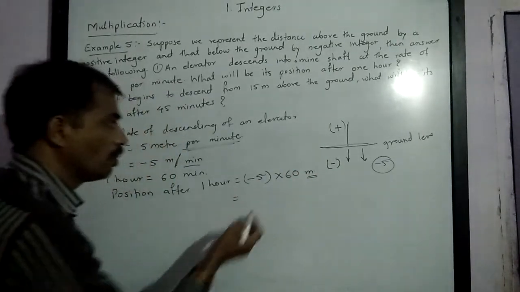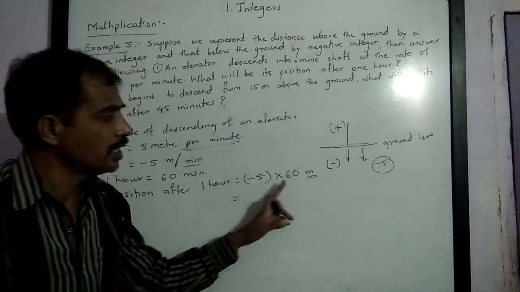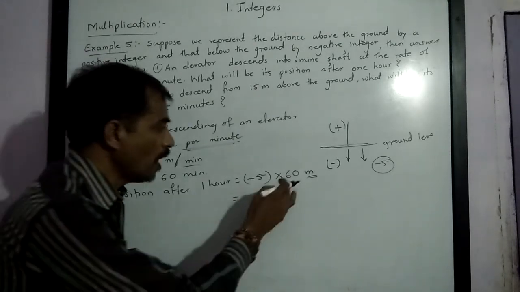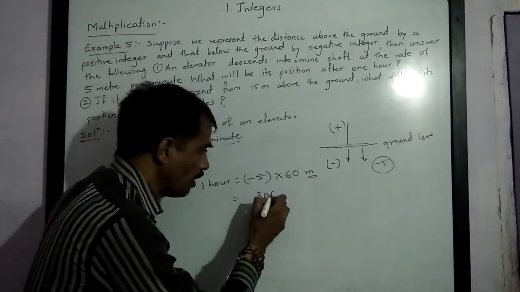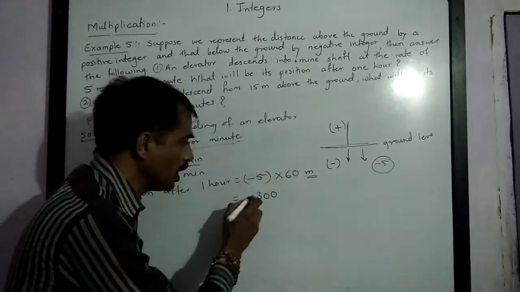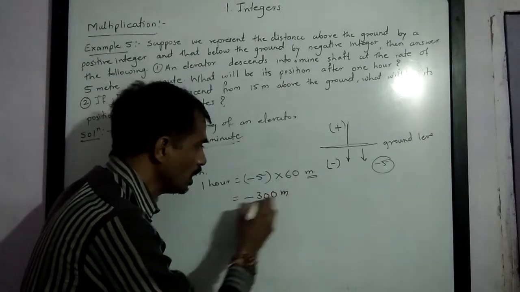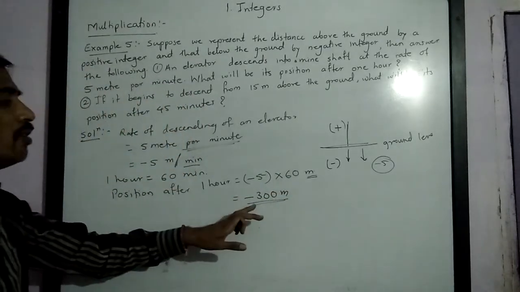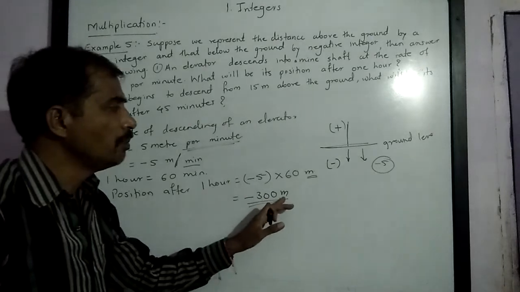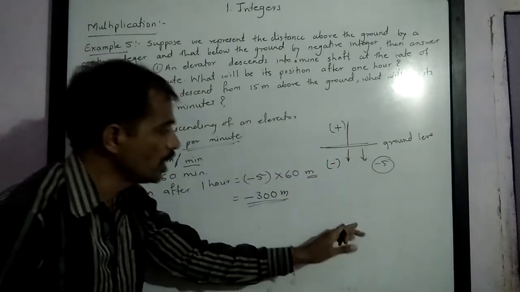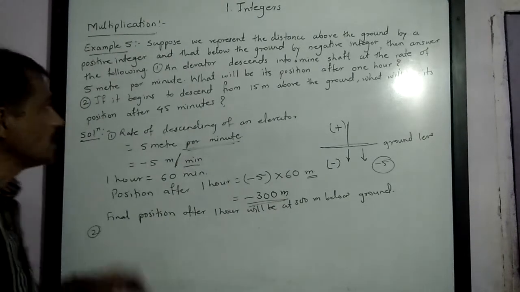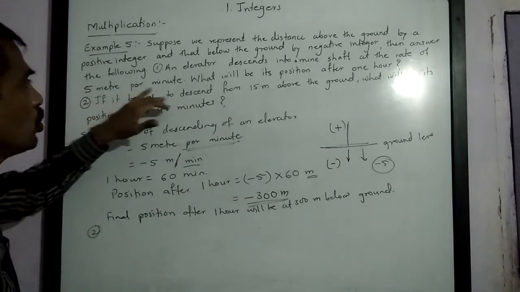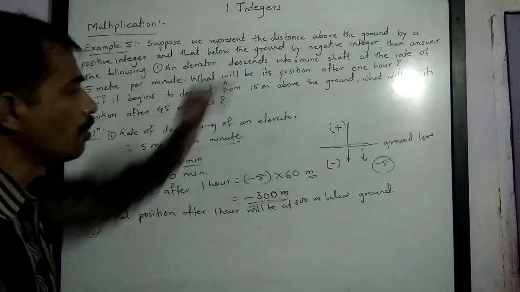So this is equal to, try to understand, this is a negative integer, this is a positive integer. So 5 6s are 30 and this 0 I am writing as it is. Positive into negative is negative. So elevator's final position will be at -300 meters, that is it will be below the ground level, -300 meters. Now see, second part of the question is, if it begins to descend from 15 meter above the ground.